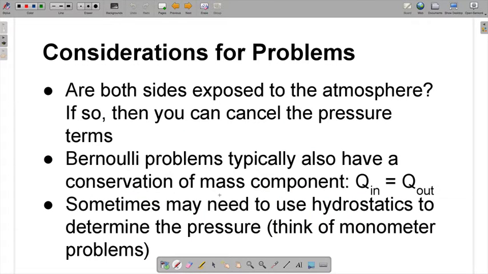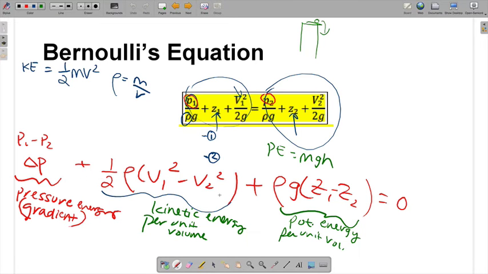Okay, so there are also some considerations you need to think about when you're doing these Bernoulli's equation problems. So actually, let's go back to the last slide. And we see there's a lot of terms, especially if you look in the red equation, right? You have 2 terms from the pressure, then you have the rho, then you have the 2 different velocities, you have the 2 different heights. It's a lot of terms, right?